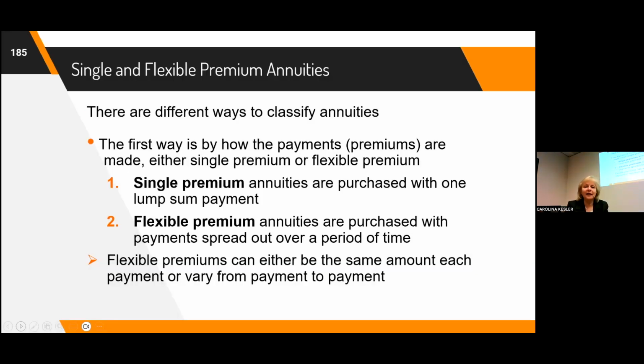There are different ways to classify annuities. The first way is by how the payments or the premiums are made, either single premium or flexible premium. Single premium, they're going to pay it all at one time. That's an immediate. They're going to take the money out before 12 months, right? That's single premium immediate. Flexible is a deferred annuity. Payments into and out of will be made over a period of time. The flexible premiums can either be the same amount each month or they can vary from payment to payment.